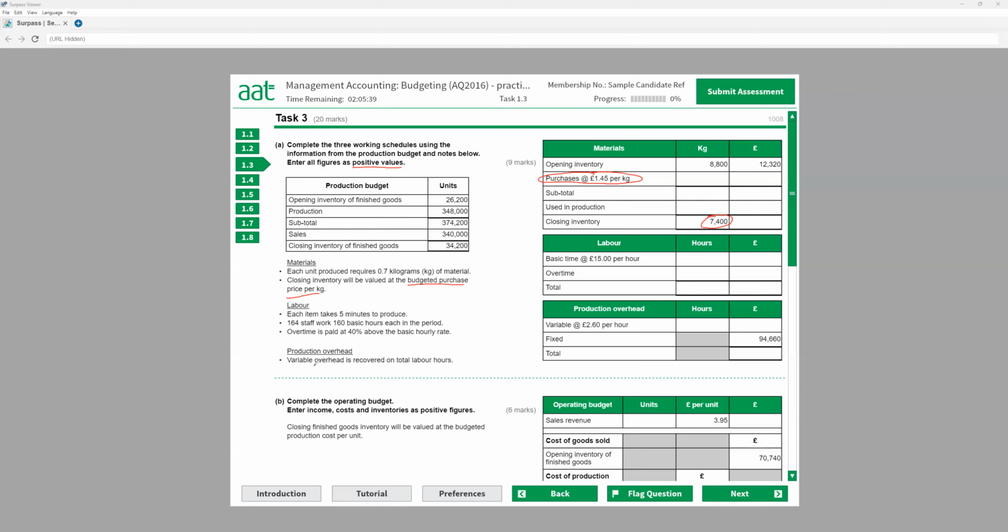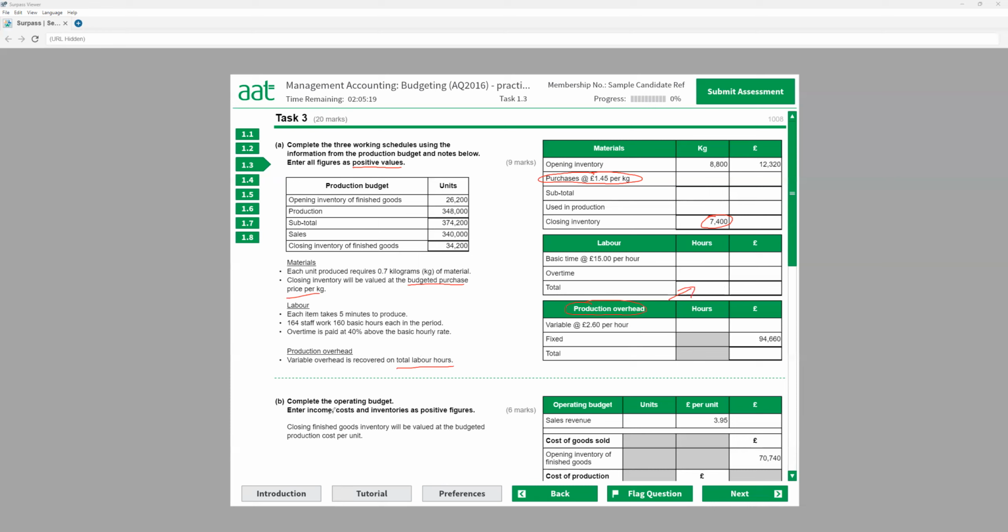Then we have production overhead. Variable overhead is recovered on total labor hours. So when we calculate the production overhead, we're going to use the total labor hours that we have calculated here.